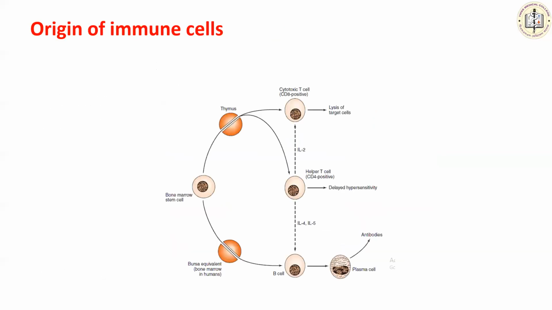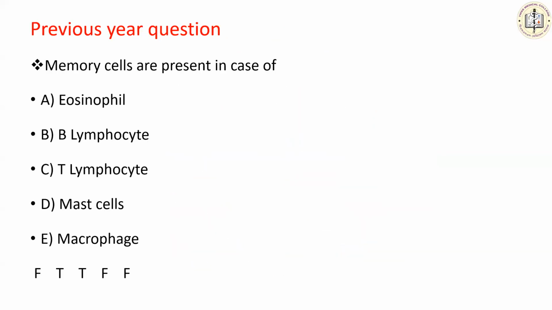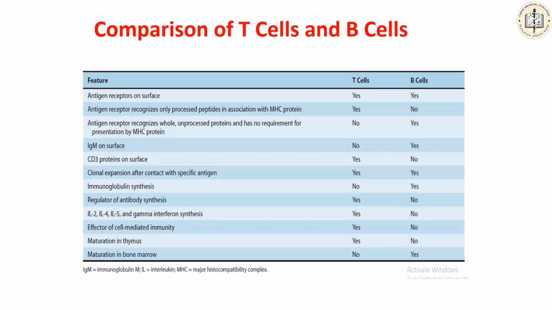And T cell, B cell, so what will be this answer? Oh, it is already written. Memory cells are present in case of, actually T cell and B cell are the cells of the adaptive immune system, and these cells have memory. Right? So memory cell is a part of the adaptive immune system. T cell, B cell are part of the adaptive immune system, and they have the memory. The difference between the T cell and B cell is important.